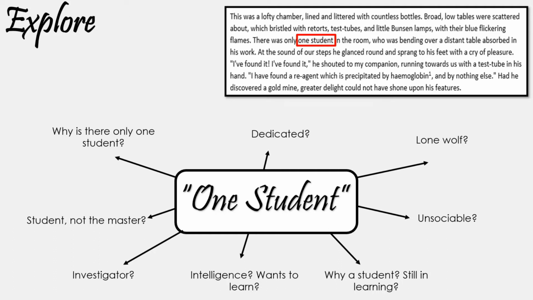One of the definitions of the word student is someone who investigates. So maybe that's his line of work, an investigator of some sort. This could be a clue from Arthur Conan Doyle about Sherlock's career. Or maybe I'm wrong. Maybe he's called a student because he's not yet the master or the teacher, so he still has a long way to go.